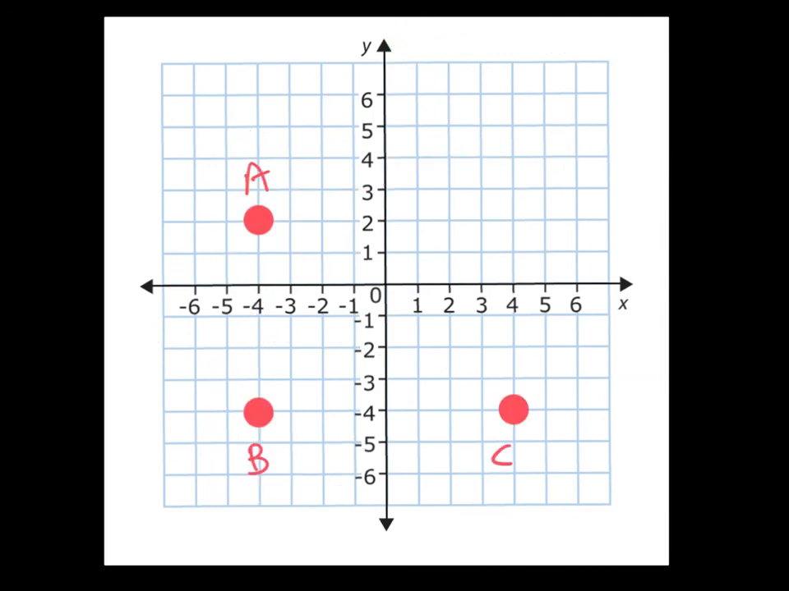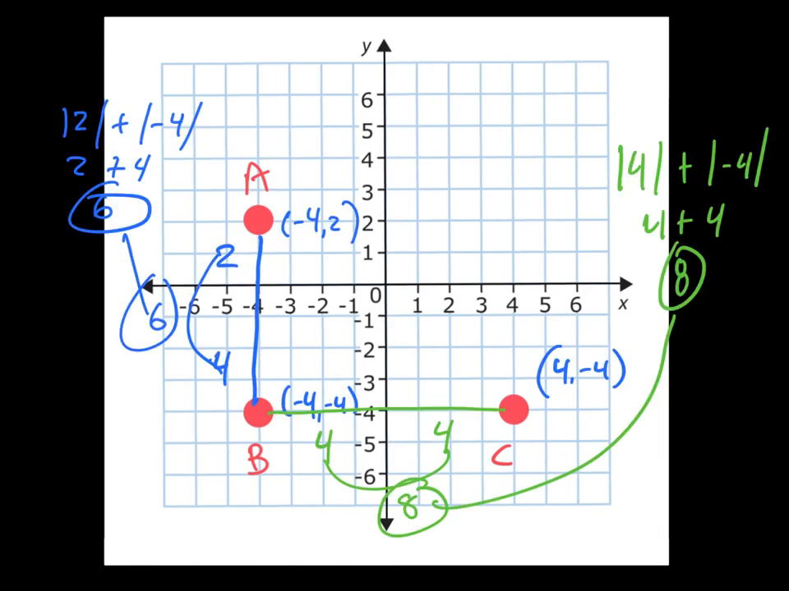Try this one on your own. Find the distance between points A and B and the distance between points B and C. When I solved this, I did both ways for both parts, and we saw that the length for AB is 6 units, which you can look at the left side here, and BC is 8 units for that total length.